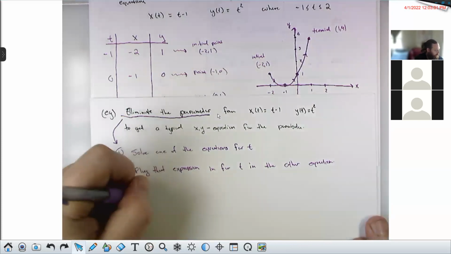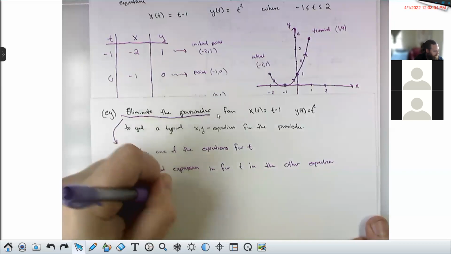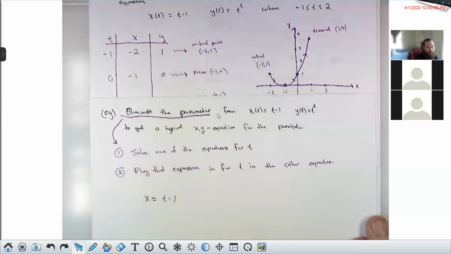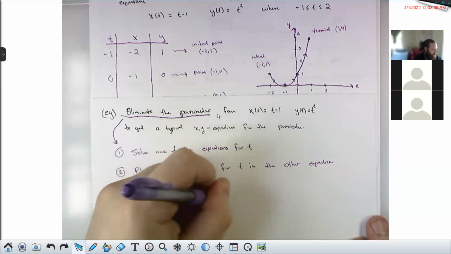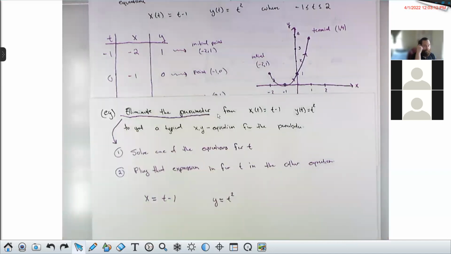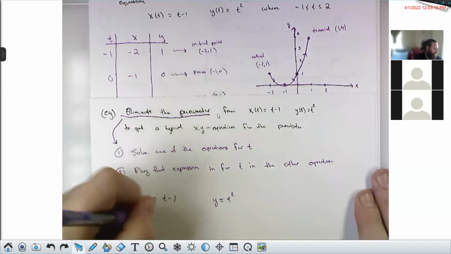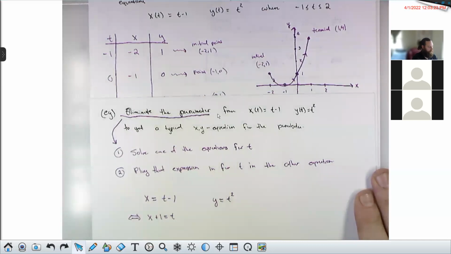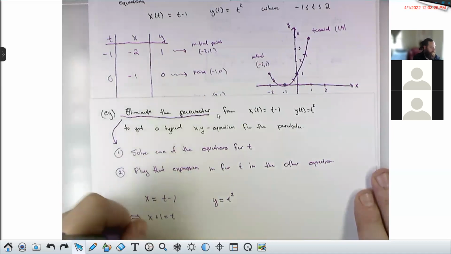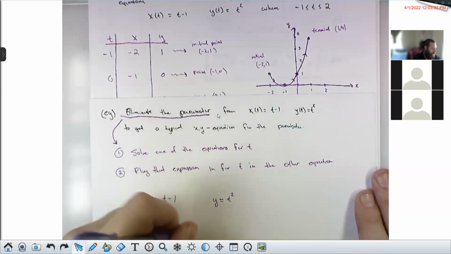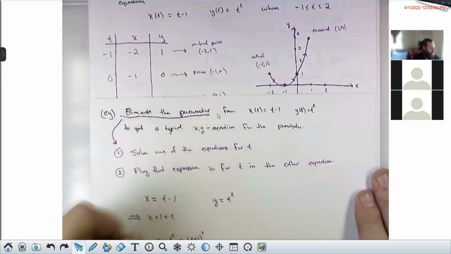But here, I had x equals t minus 1, I'm just not writing the of t, and y equals t squared. So if I take this first equation, I can solve it for t really easily. This is the same as saying x plus 1 equals t. That's my step 1. So y, which is t squared, should be x plus 1 squared, i.e. this is the curve y equals x plus 1 quantity squared.